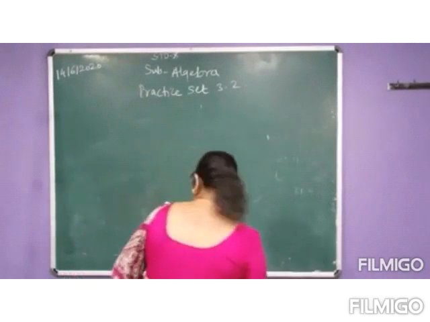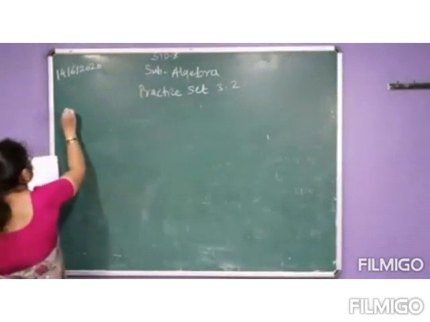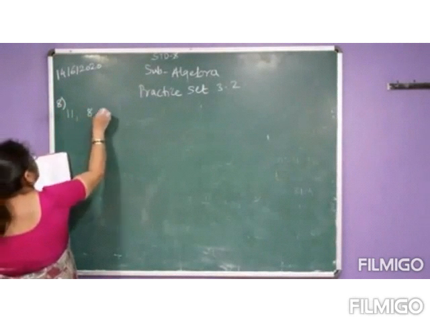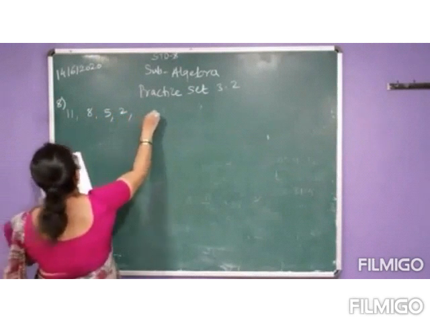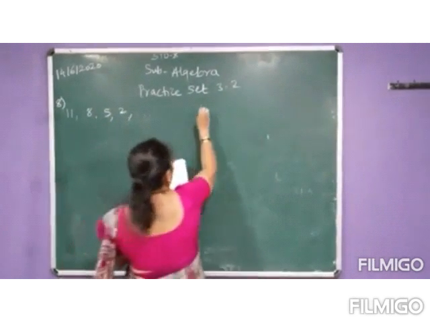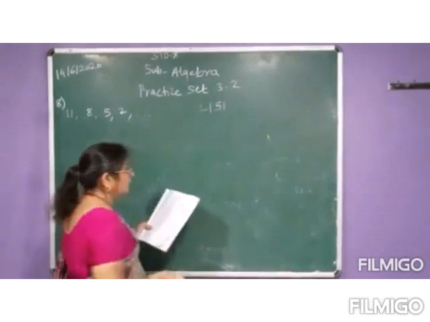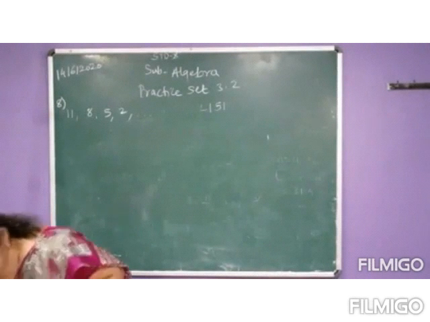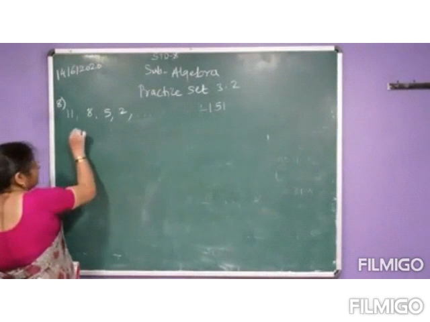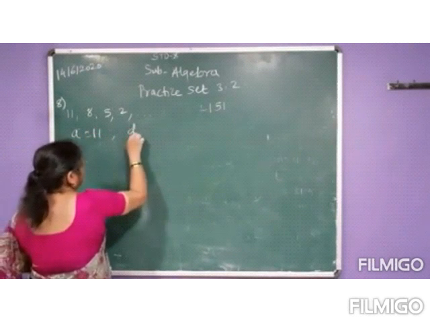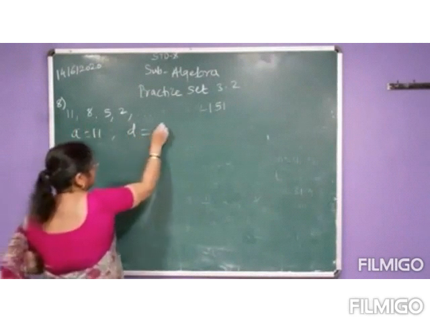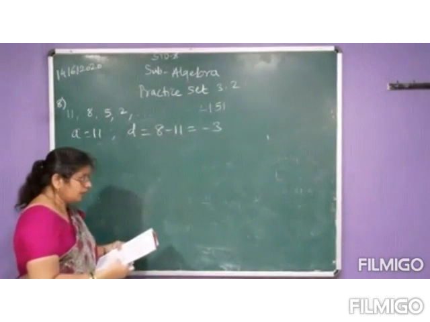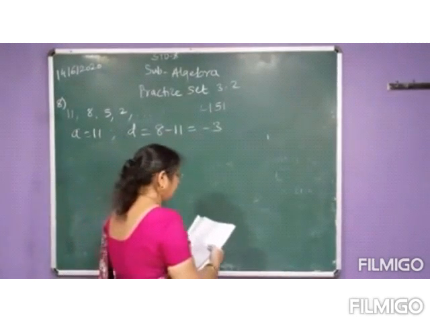Eighth one is 11, 8, 5, 2, and the last term is minus 151. Which term of the AP is minus 151? Here A is your 11, and D you have to find out: 8 minus 11. How much? Minus 3. Correct? D you got as minus 3.